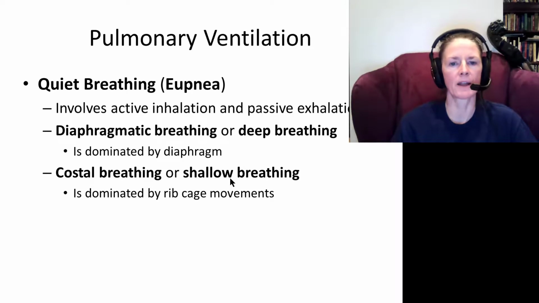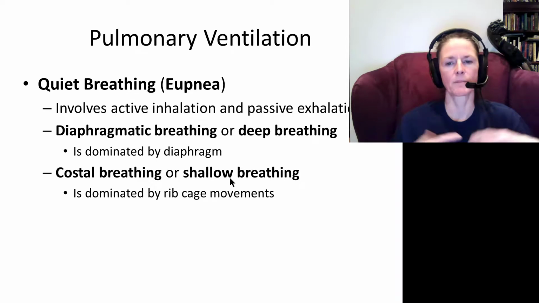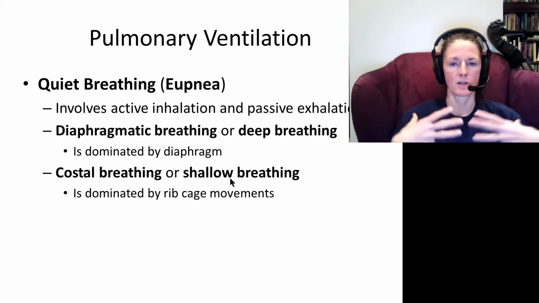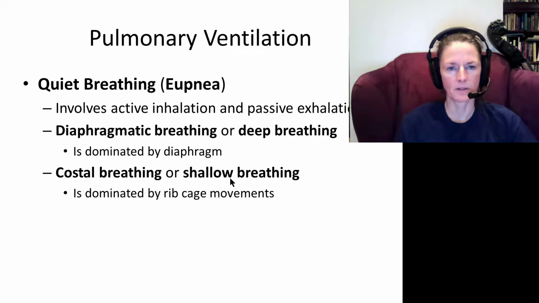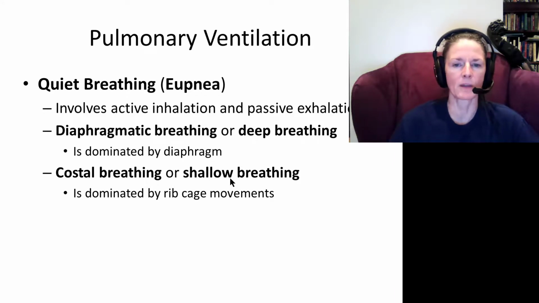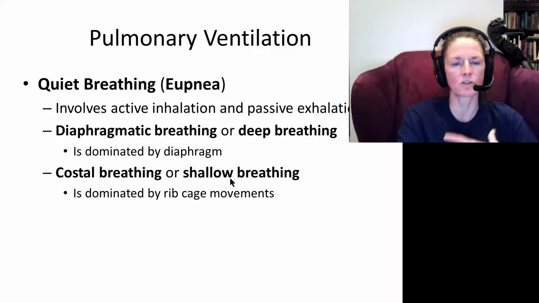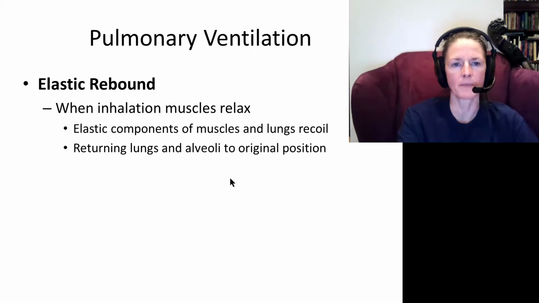So basically, with quiet breathing, we've already talked about this, diaphragmatic contractions dominate the breathing pattern, and costal breathing is shallow breathing. That's basically the hinging of the rib cage, allowing it to expand upward. Typically, diaphragmatic breathing contributes to most of our inhalation, unless of course you have something in the abdominal cavity that's forcing the diaphragm up into the thoracic cavity. Then you start relying more on costal breathing.